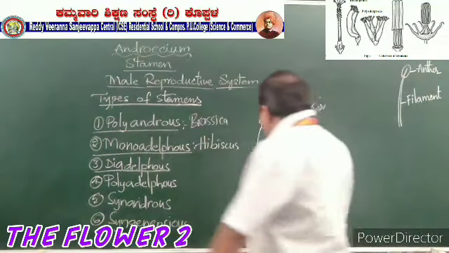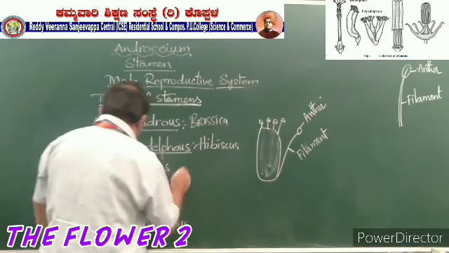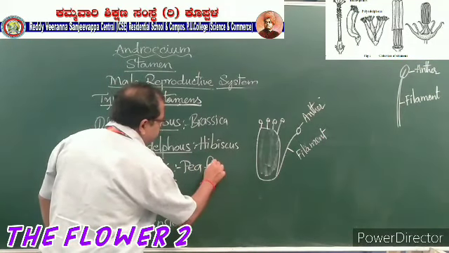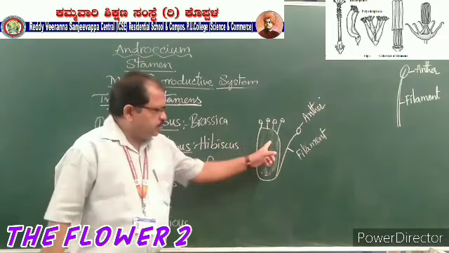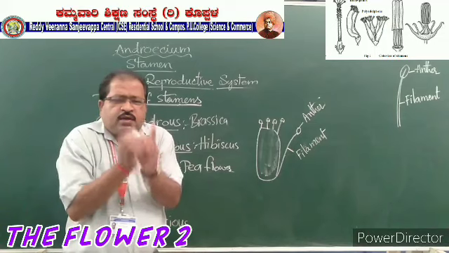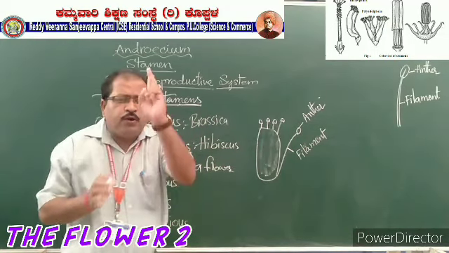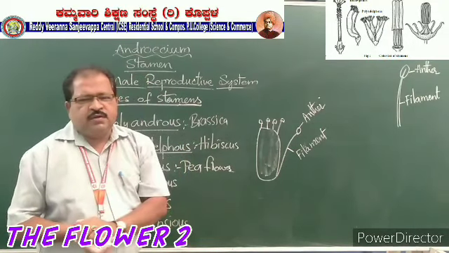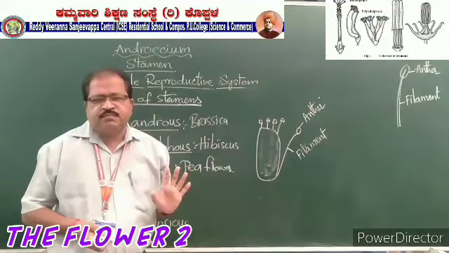This we can see in the pea plant. Here I will write pea plant, pea flower. Here once again I repeat, all the filaments are fused together. Anthers are free only, but the filaments are fused together, forming two bundles. That is called diadelphous. In the pea flower, you can find this type of condition.